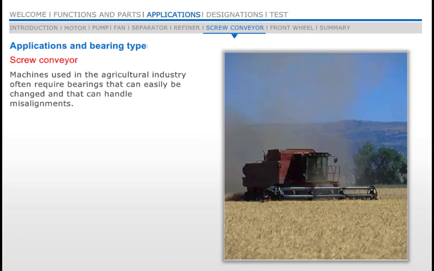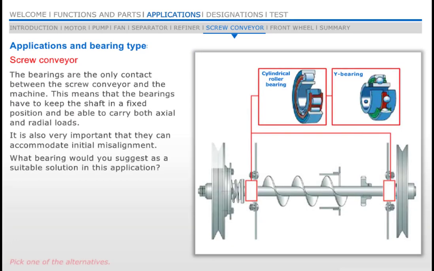Machines used in the agricultural industry often require bearings that can easily be changed and that can handle misalignments. This is a drawing of a screw conveyor attached to an agricultural machine. The bearings are the only contact between the screw conveyor and the machine.